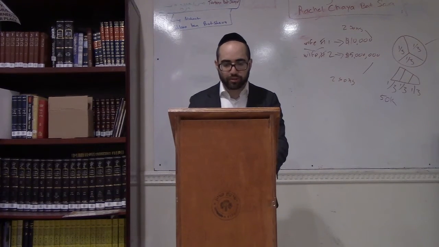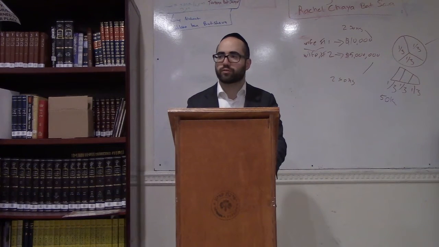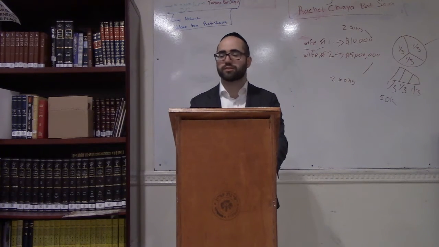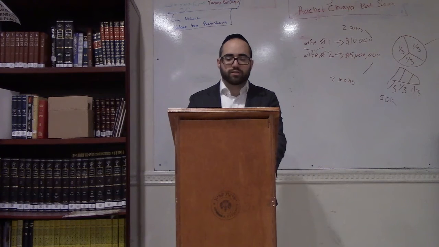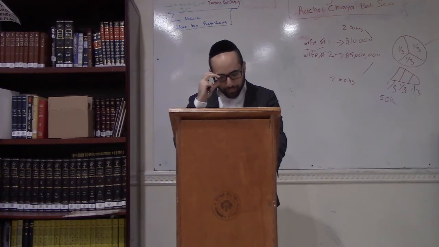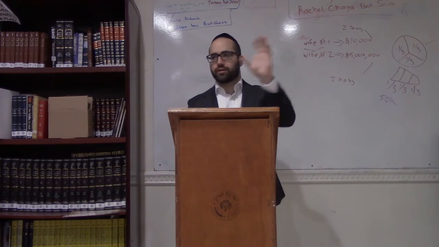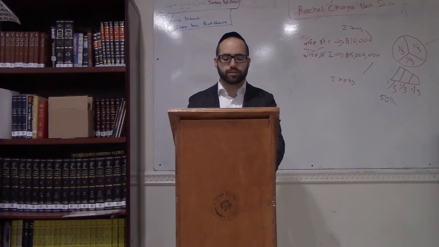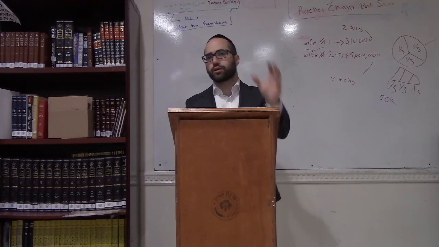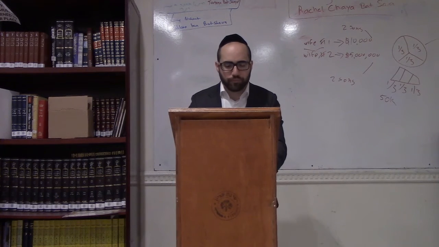So today we're going to be starting the first of the 39 melachot, which is the melacha of Zoreah, the melacha of sowing, placing seeds in the ground. Before we get into that, I want to describe the conceptual aspect of placing seeds in the ground. What exactly is the chiyuv? What is the isur for doing so?